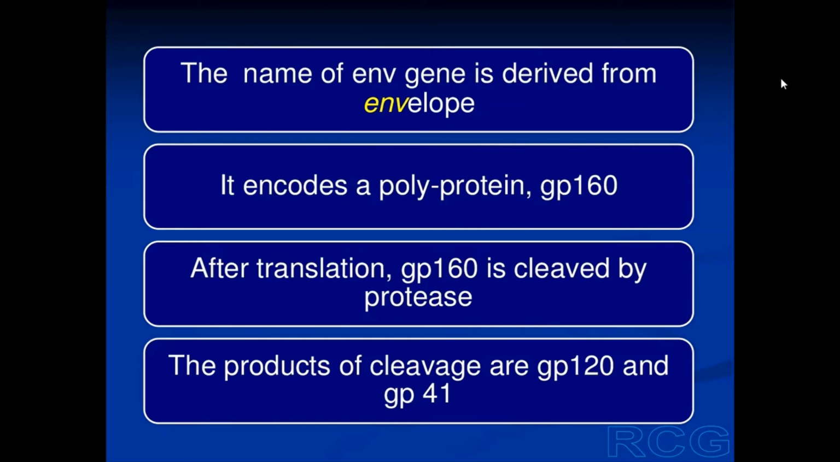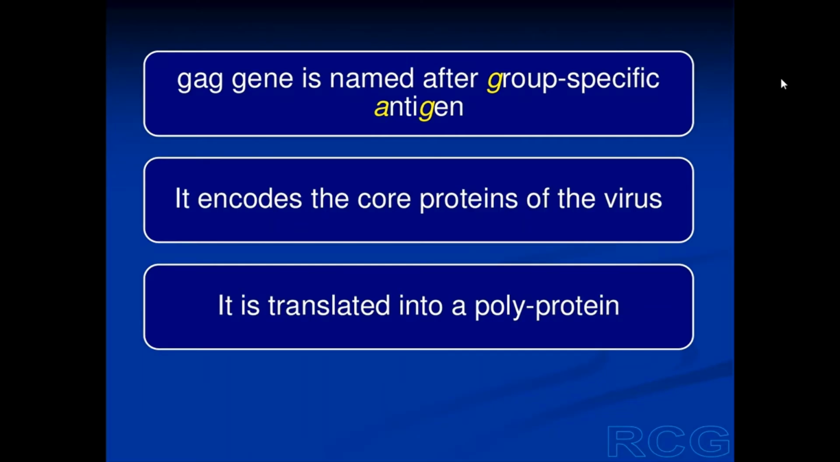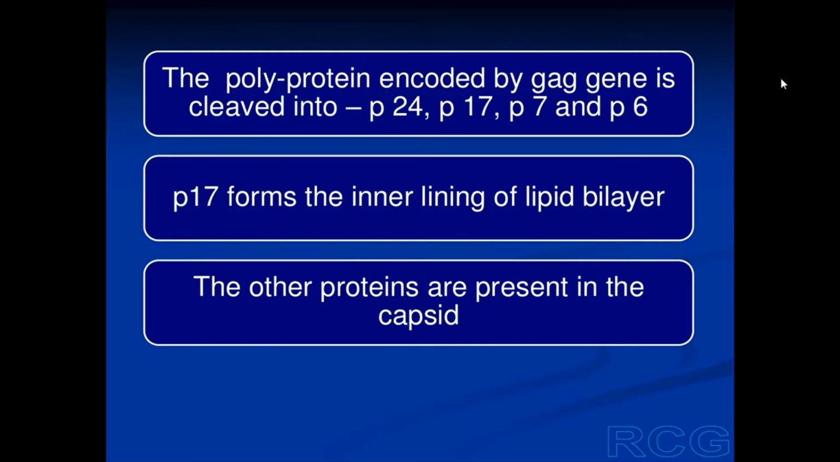The ENV gene encodes the polyprotein GP160. After translation, GP160 is cleaved by proteases and forms GP120 and GP41. The GAG gene is named after group-specific antigen, and it encodes the core proteins of the virus, which are translated as polyproteins.